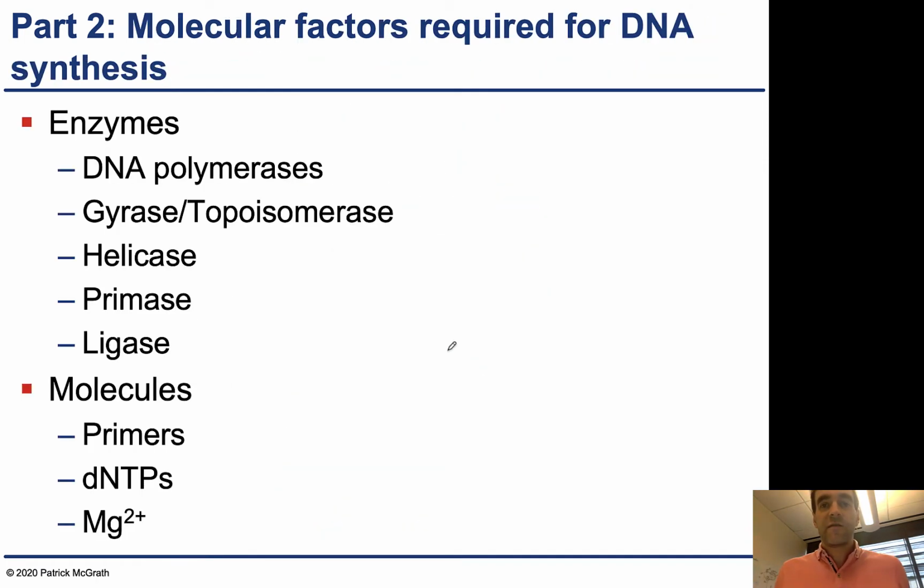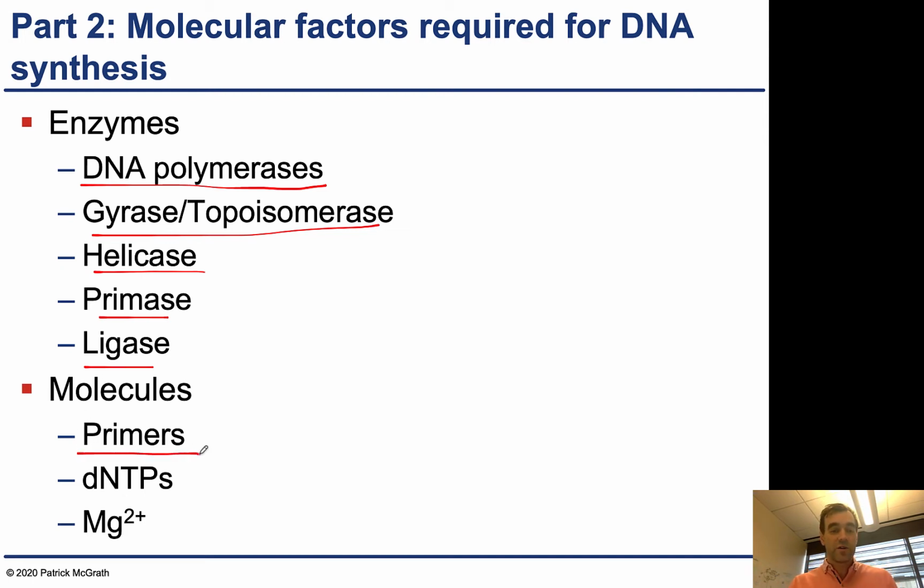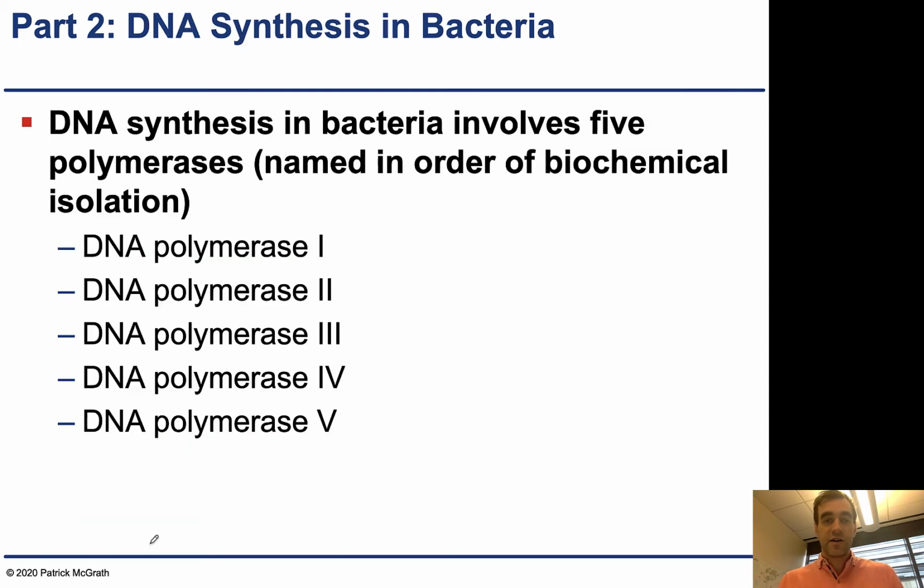So there are a lot of molecular factors that are required for DNA synthesis, and I'm going to expect you to memorize these. So you should know all of the enzymes, and you should know all of the molecules that are necessary for actually replicating DNA. These things include DNA polymerases, gyrases and topoisomerases, helicases, primases, ligases. These are all enzymes. These are all proteins. And then you also need specific chemical molecules like primers, dNTPs, and magnesium. And so these are not proteins. These are other chemical molecules that are necessary.